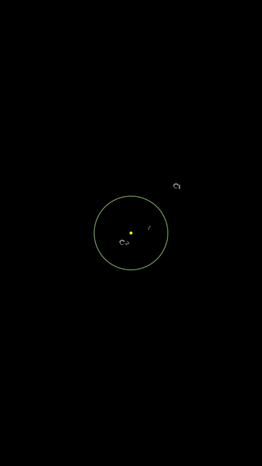Throughout history, mathematicians noticed something remarkable when comparing the circumference of a circle to its diameter. For any circle, no matter its size, when you divide the circumference by the diameter, you always get the same number. This special number is approximately 3.14159, and we call it pi.